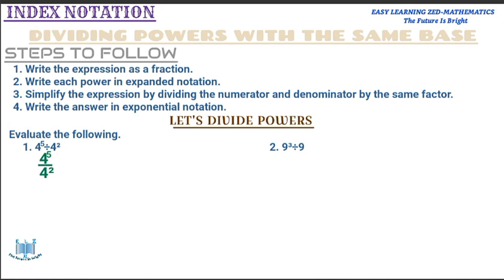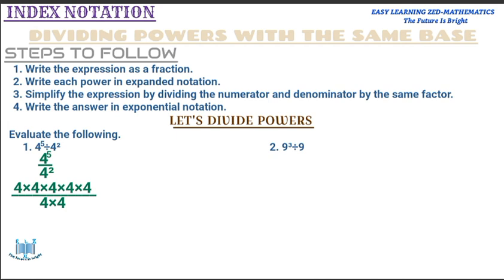I'm going to expand the numerator first, so 4 to the power of 5 will give us 4 multiplied by 4 multiplied by 4 multiplied by 4 multiplied by 4. Once I've done that, I'm going to expand the denominator as well. So I'm going to write over, then the denominator, 4 to the power of 2, which will become 4 multiplied by 4. Then the next thing I'm going to do is divide the numerator and the denominator by the same factor, which is step 3.